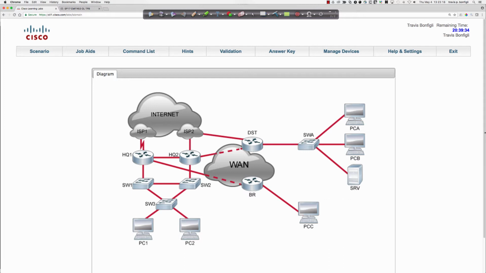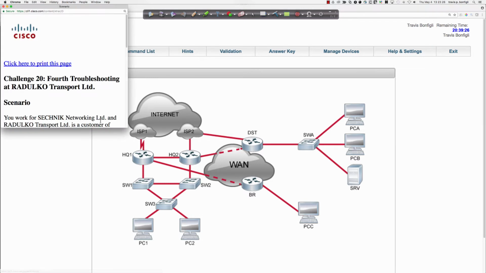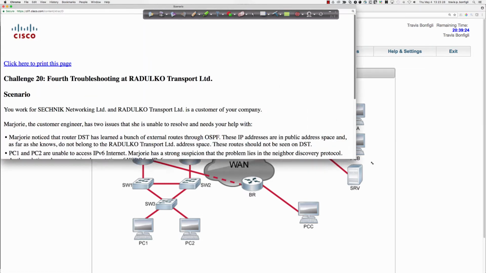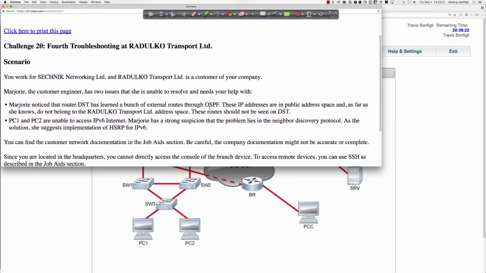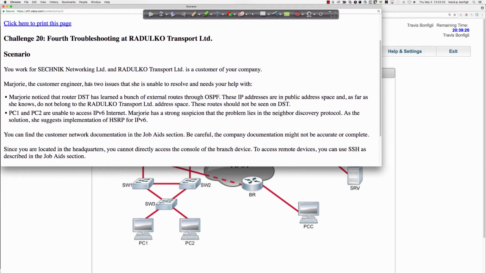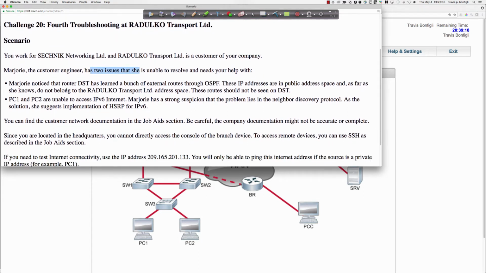We've got the fourth and final troubleshooting scenario out of the Radulko Limited network. So let's go ahead and dive in and see what we are dealing with. All right, so we've got two issues that we need to resolve. So here is the first issue.